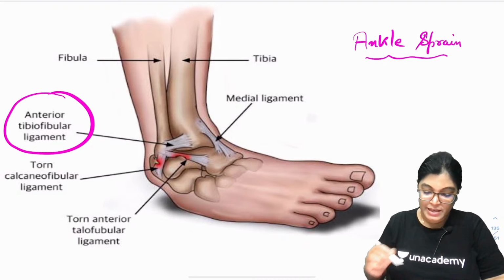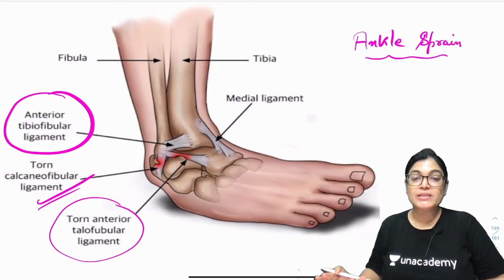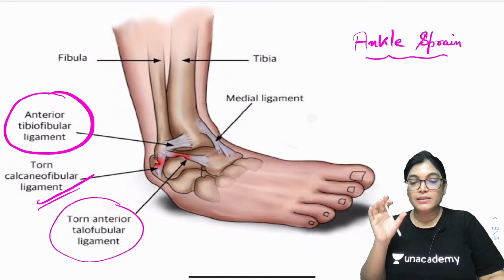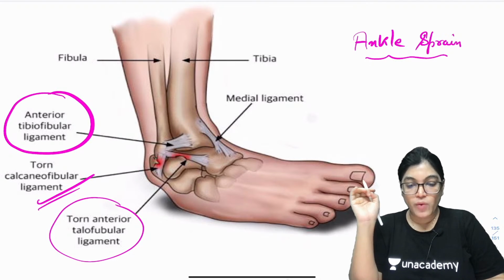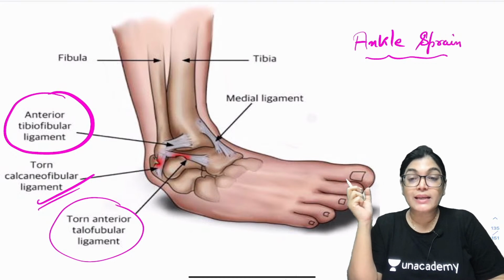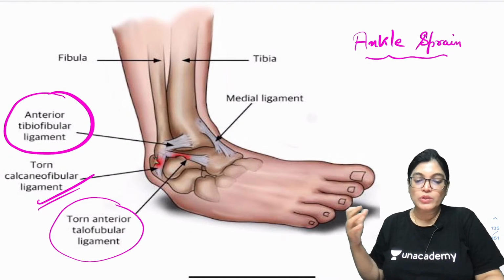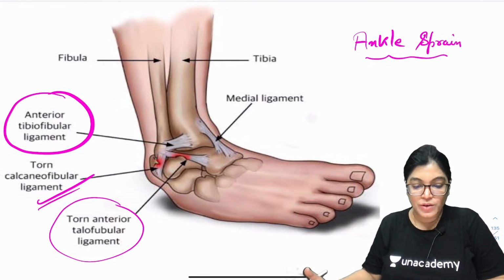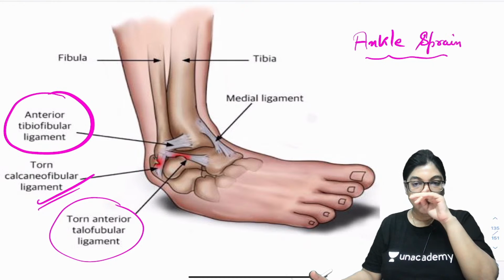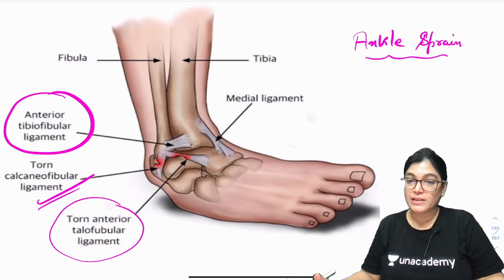The ligaments on the lateral aspect are the anterior talofibular, posterior talofibular and calcaneofibular, the components of the lateral ligament which I have already told you. Ankle sprain is quite common, and it is due to excessive stretching of the ligaments of the ankle joint. The ligament involved is the lateral ankle ligament. It is caused by a fall or twist, mainly by inversion. When the ankle joint is plantar flexed and inverted, the inversion force is greater than the eversion force, and the lateral ligaments of the ankle joint are stretched.